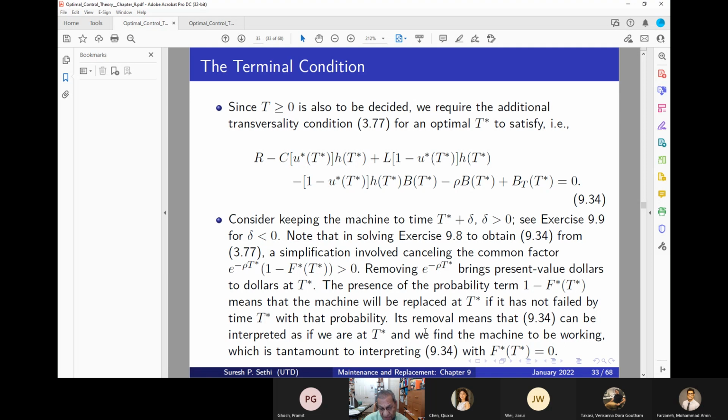Let's look at what happens when I kill this one. Well, if I remove that, it means that we are at t star and we find the machine to be working. Because if I remove that, I'm also saying F star t star equal to 0, because that makes it 1, right? And so if I remove the whole thing, it is the same as F star t star equal to 0. F star t star equal to 0 means the machine hasn't failed. So what I'm trying to say is that it is okay for me to be at t star and assume that the machine is still working.